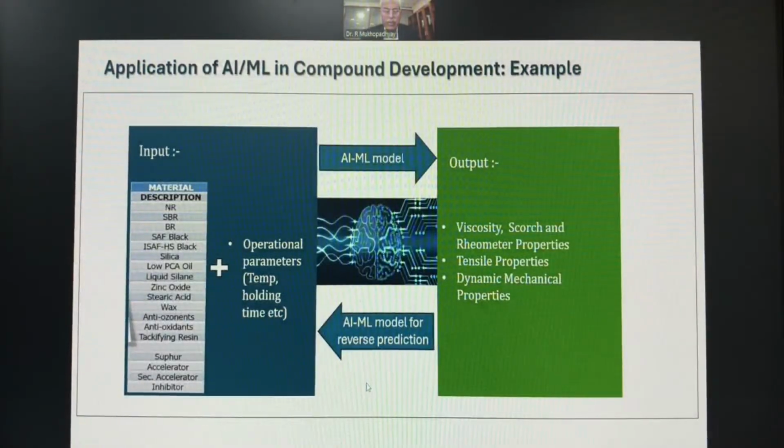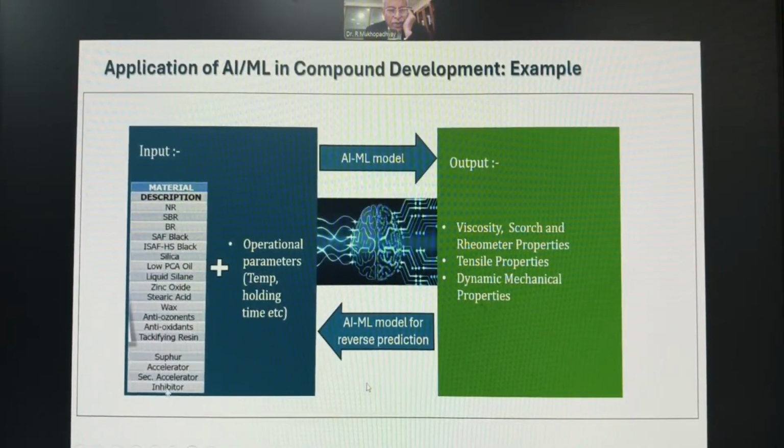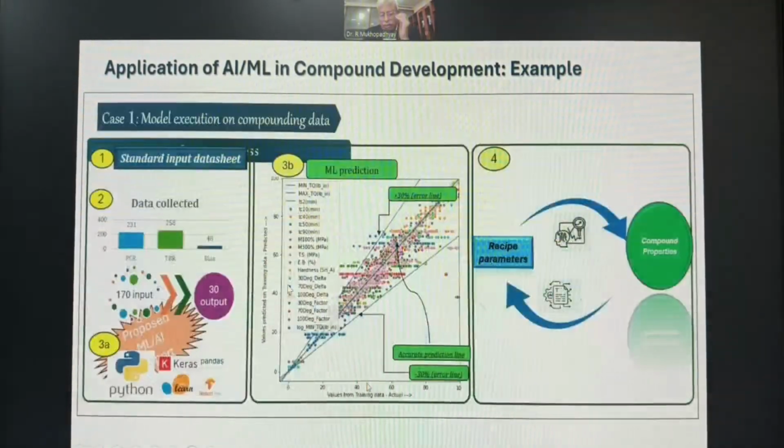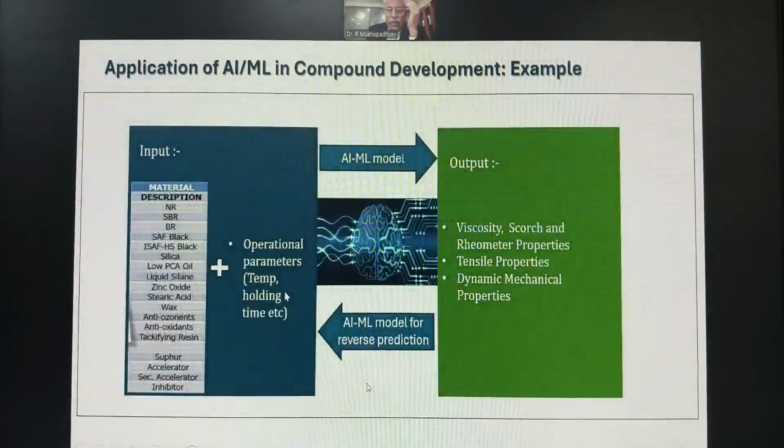Next comes a very clear example I can show here. Today you can see the material description: NR, SBR, carbon black, sulfur, accelerator. Plus you have operational parameters, that means the mixing time, temperatures, the energy, the dump temperatures, and so on. So then the AI or machine learning model will give the output.